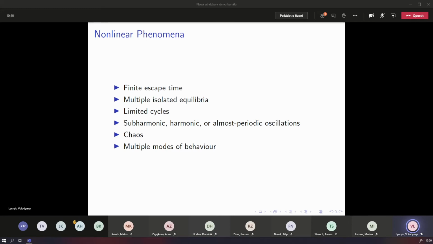Okay, limit cycles. For a linear time-invariant system to oscillate, it must have a pair of eigenvalues on the imaginary axis, which is a non-robust condition that is almost impossible to maintain in the presence of perturbation. Even if we do so, the amplitude of the oscillation will be dependent on the initial state. In real life, stable oscillation might be produced by a nonlinear system. Okay, and some other subharmonic, harmonic, or almost periodic oscillation, chaos, and multiple modes of behavior.